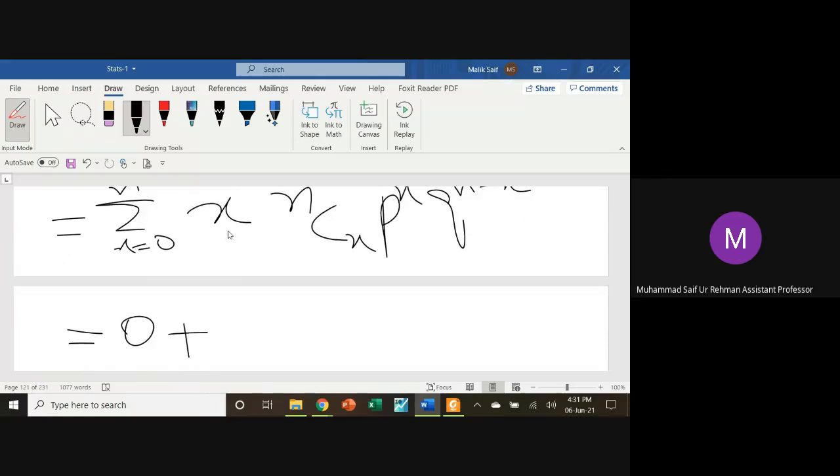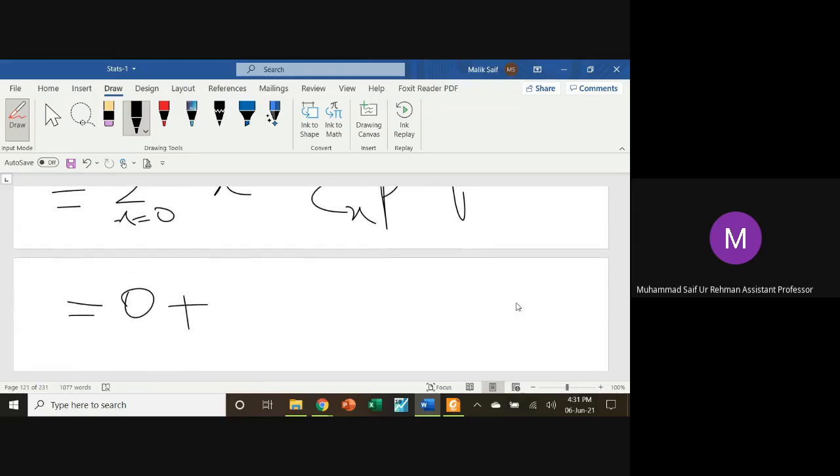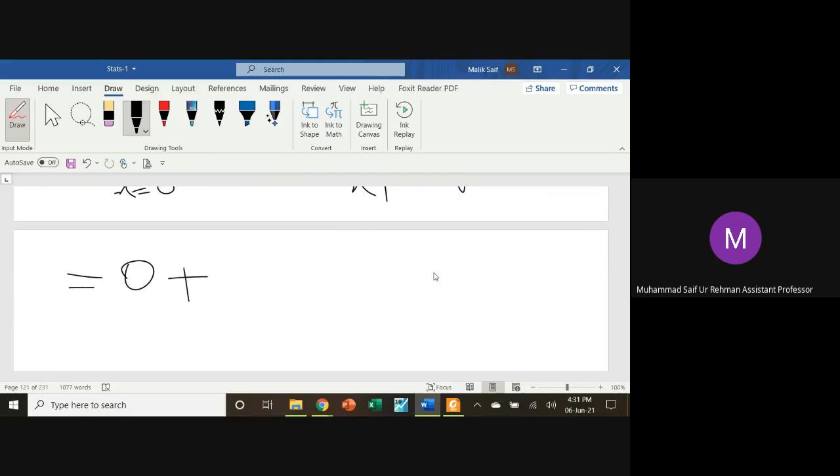So for the next term, when you substitute 1 over here, it will become 1. Now the answer will not be 0, but here it will become nC1 p power 1 q power n minus 1. Is it or not? Yes, it is. There is no need of writing 1 here, because x is equal to 1 and 1 multiplied with any term, that term will remain the same. So you can write down nC1 p power 1 and q power n minus 1. This will be the second term.